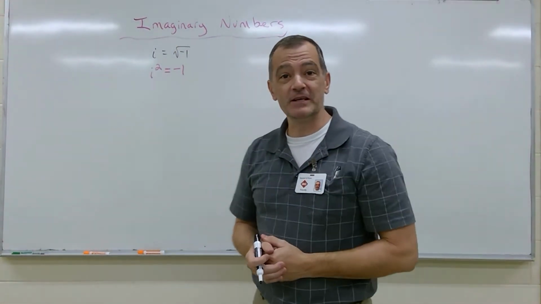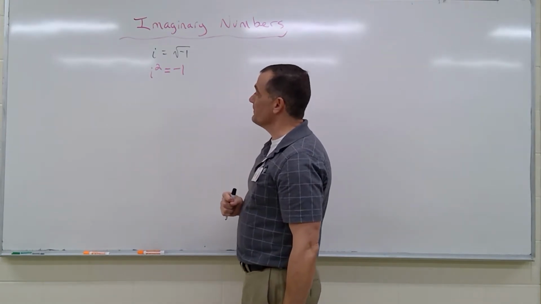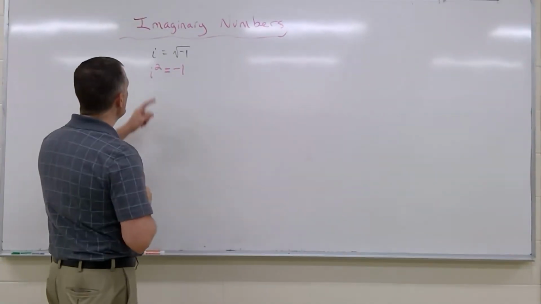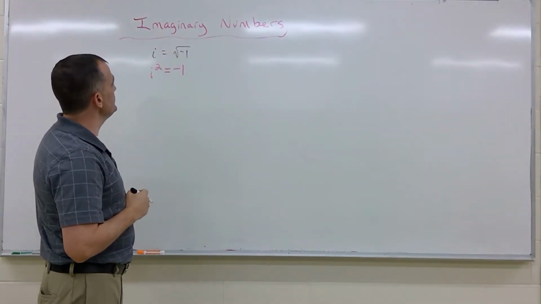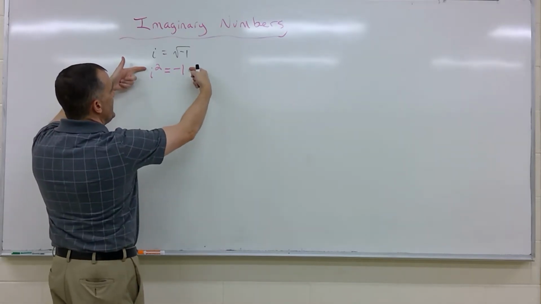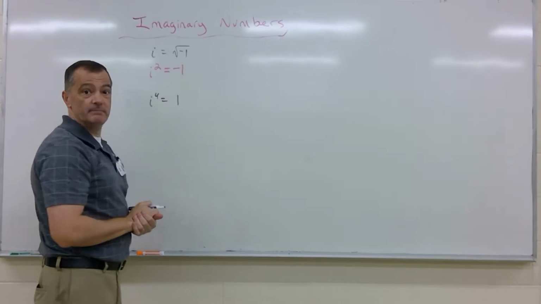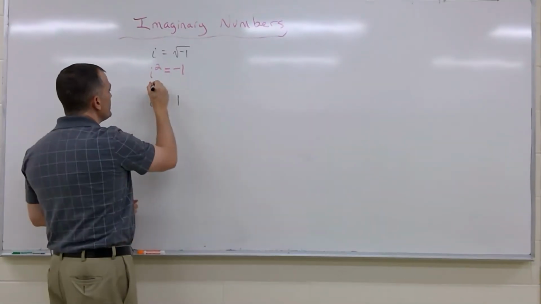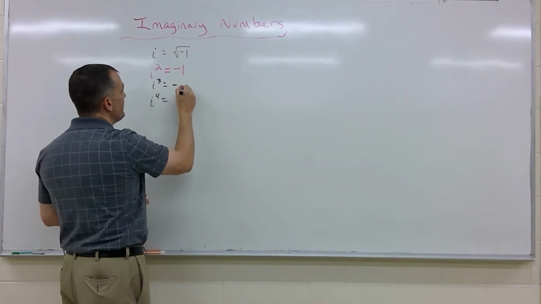Now here's where things really get interesting. If I take these bad boys right here, we're going to start having a little bit more fun with them. So i is equal to the square root of -1. i squared is equal to -1. If I were to square both sides of this, I would get i to the 4th equals 1, which is pretty awesome. And right here we've got to fill in i cubed. That is actually equal to -i.